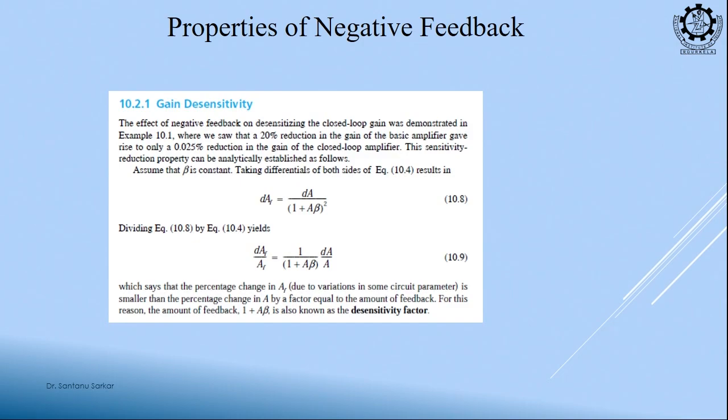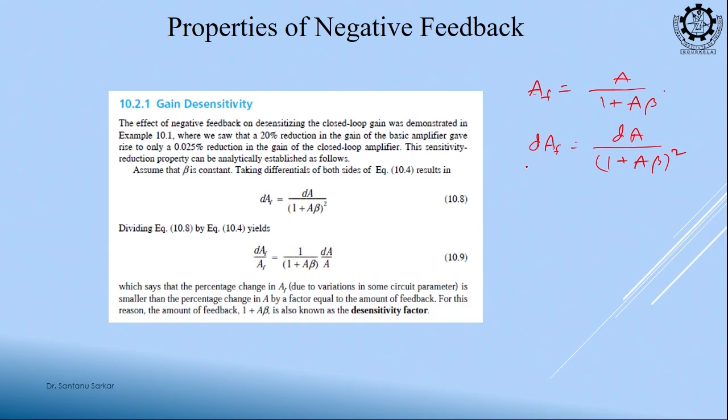Now, let us discuss the properties of negative feedback. So, we know that for a closed loop, our gain is A by 1 plus A beta. Now, if you take a derivative of this, it will become dA by 1 plus A beta whole square, from the derivation rules we know. So, dAf is equal to dA by 1 plus A beta whole square.